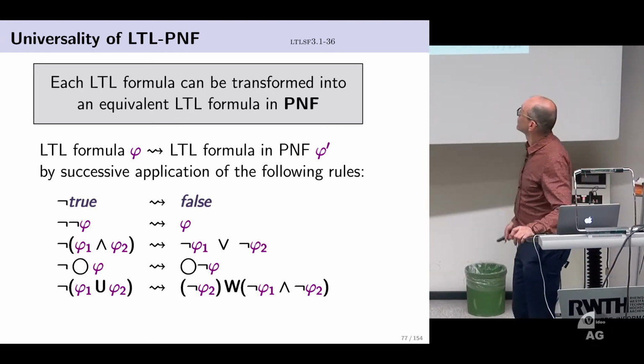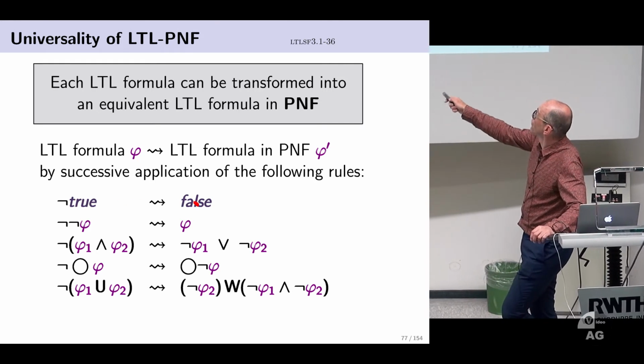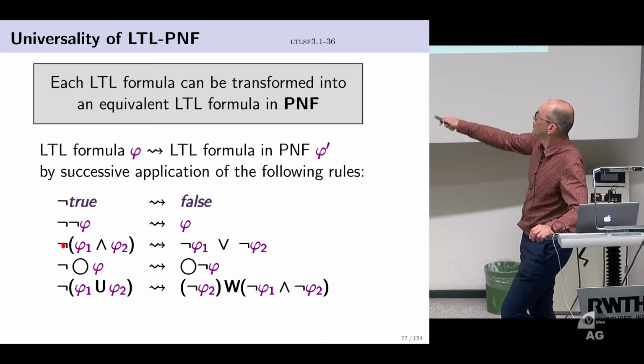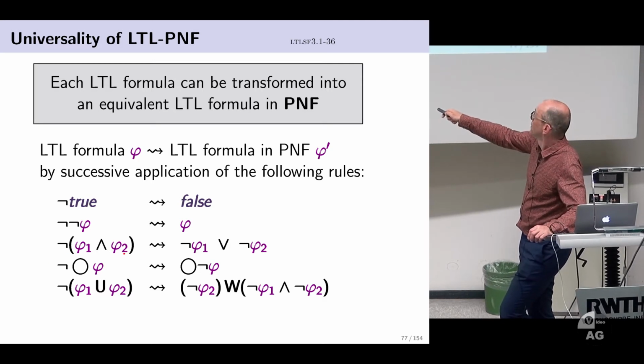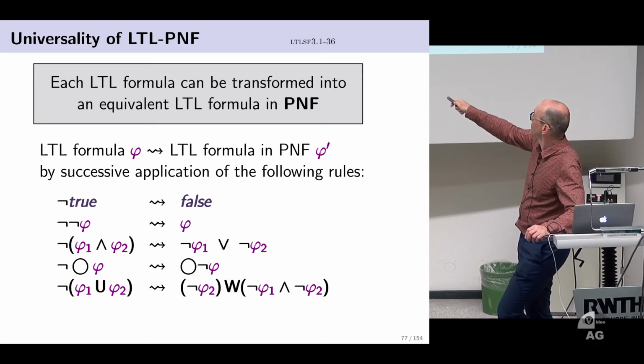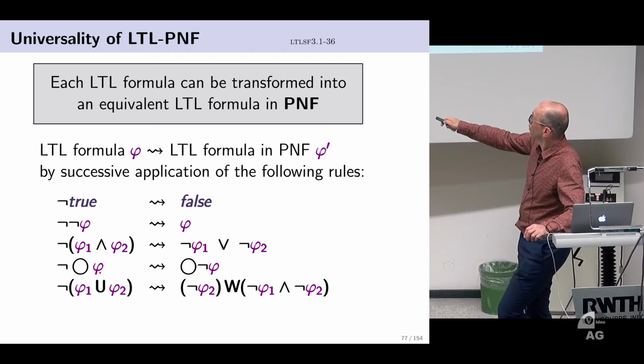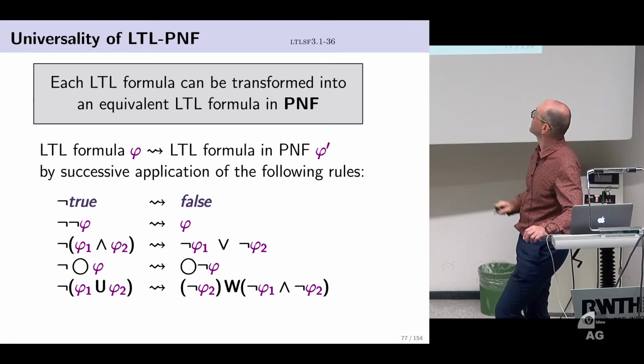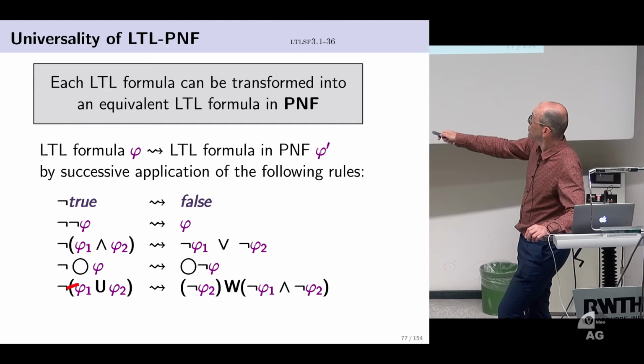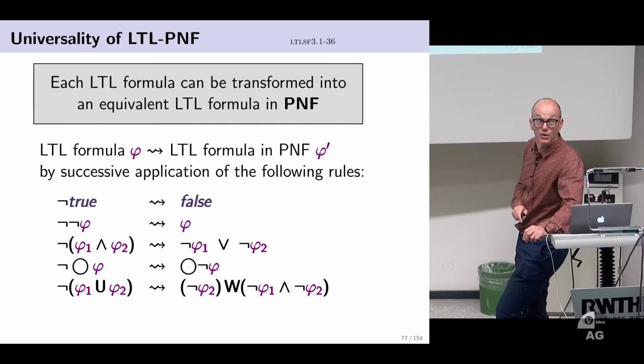Now, some rules are pretty straightforward. The negation of true, of course, is false. The negation of a negated formula is the formula itself. Here we have, of course, De Morgan: the negation of a conjunction is the disjunction of the negations of its parts. This was the law we had for the next: a negated next formula becomes a next of the negated formula. And for the until, the negation of an until becomes this W.